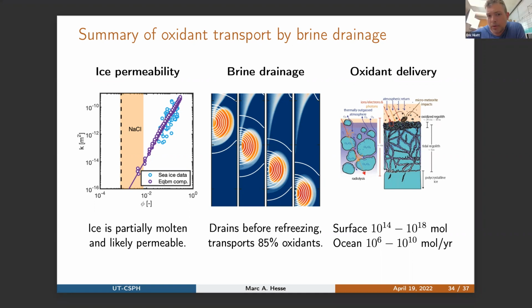Hey, Mark, what would the role of ice shelf thickness play in all this? Because I know there's a ton of estimates of what the thickness is.